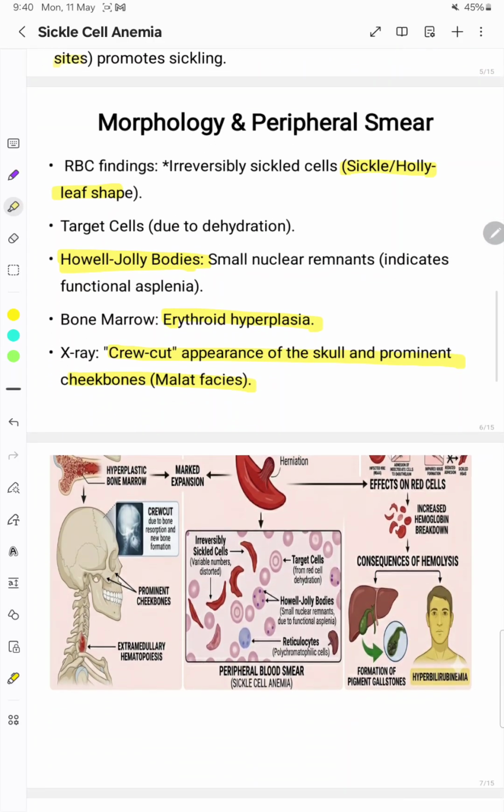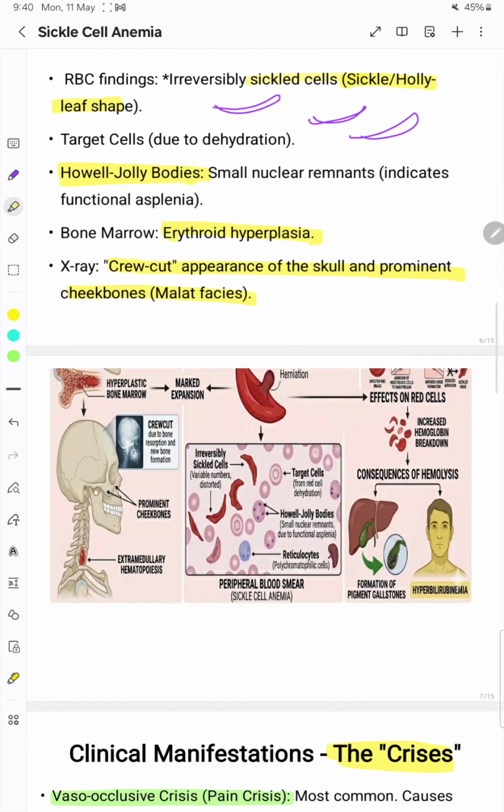Morphology and findings on peripheral smear: RBCs are sickle shaped, or holly leaf shaped. They can be target cells due to dehydration. Howell-Jolly bodies, small nuclear remnants, indicate functional asplenia. Bone marrow can show erythroid hyperplasia due to hemolysis. On X-ray, a crew-cut appearance of the skull and prominent cheekbones can be seen. Crew-cut appearance is also seen in thalassemia.